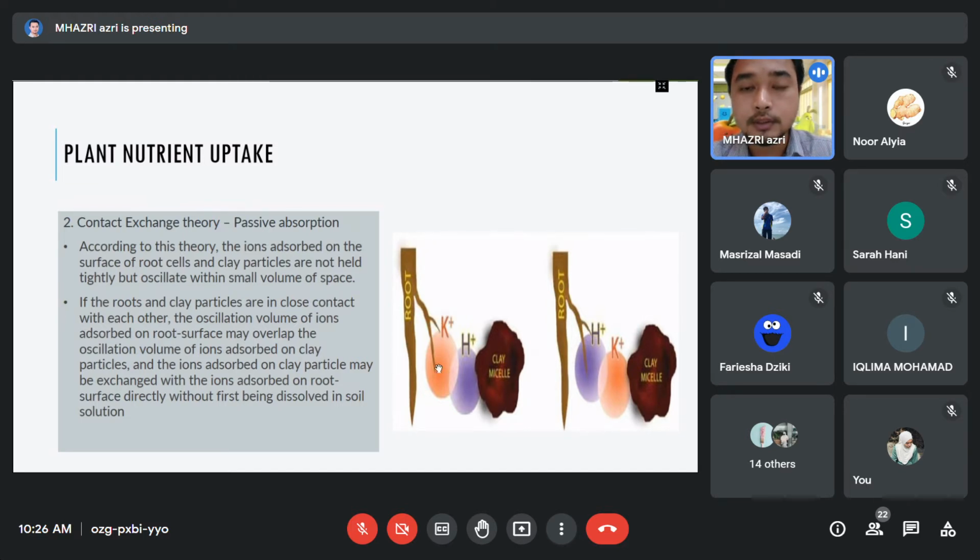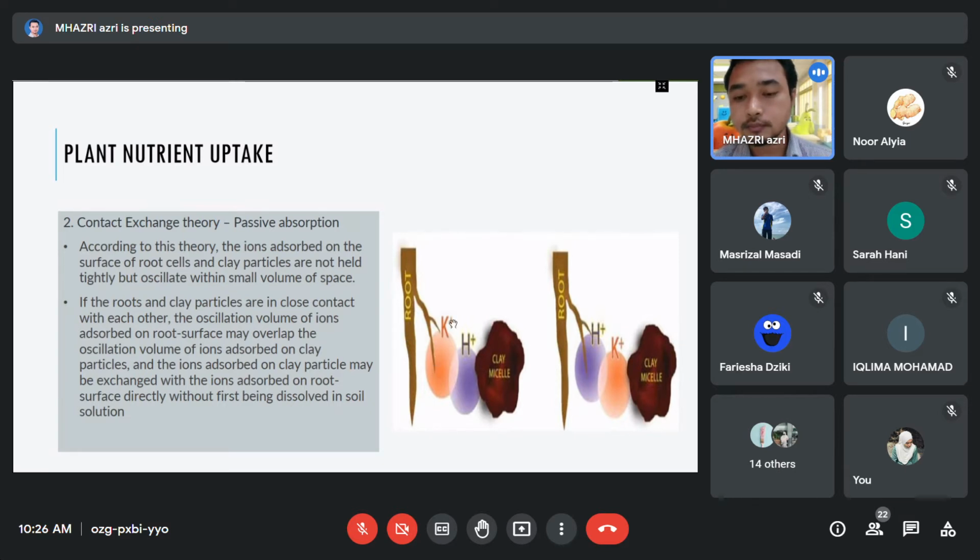potassium ion. Okay, so this potassium ion might form a chemical bond with CEC or clay. Okay, so bila dia form chemical bond with clay, dia tak static, it will oscillate, okay, at certain frequency. So if the frequency of potassium, for example, that is loosely attached to clay or CEC, and the frequency of hydrogen ions that loosely bind with root tissue, the frequency of oscillations sama. Okay, apa yang berlaku? It can interchange, dia akan boleh bertukar.